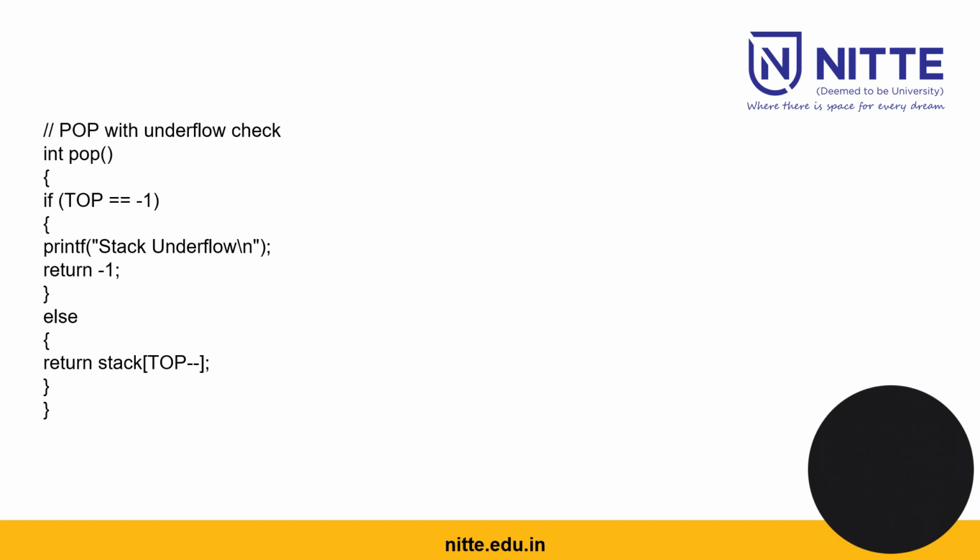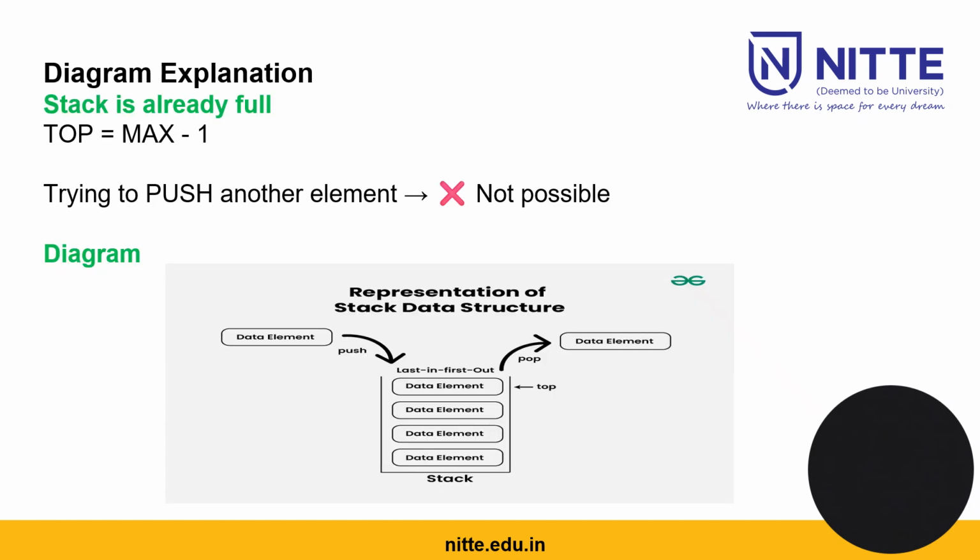As I told, it occurs during the pop operation. So int pop, and if top is equal to -1, that means the stack is empty, so it has to print the message and then return -1. But if it is not, then it will go for popping an element from the stack.